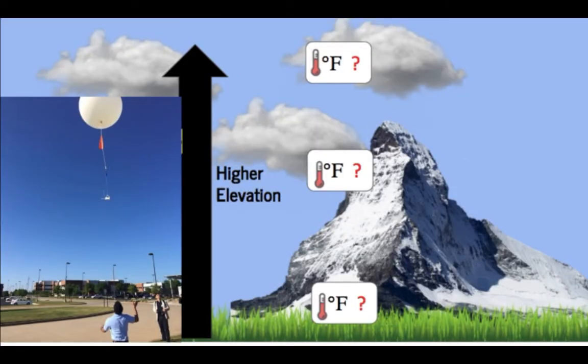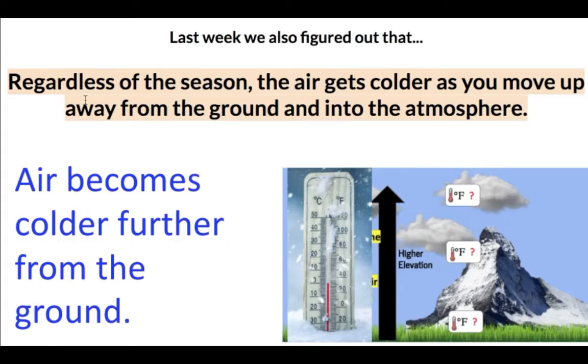So last week, you looked at weather balloon data and you observed that as you move higher up, the temperature decreases or gets colder. Regardless of the season, winter, summer, spring, or fall, the air gets colder as you move up away from the ground and into the atmosphere. This may have surprised you, as you may have known that heat rises, and you might have predicted that the air closer to the sun would be warmer. But the weather balloon data showed us that temperature decreases as you move up.